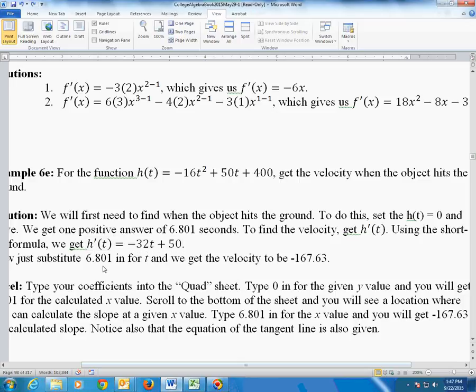Now plug in that 6.801 into this. You could do that on the linear sheet, or you do it on a calculator. Take negative 32 times 6.801 plus 50, and you get negative 167.63. And that will do it right there.